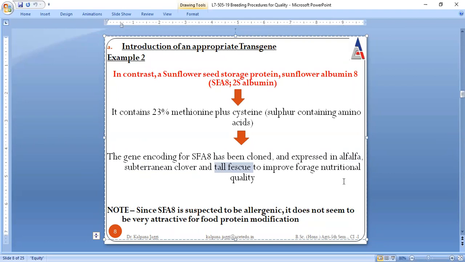But one thing, because whenever we talk about quality, I told you while discussing the considerations, that is the points to be kept in mind while one goes for improvement of protein quality. We must ensure this: as we know, SFA8 is suspected to be allergenic. So it is not very attractive for food protein modification because it has the qualities of allergy. So it is not to be introduced in any case when we are going for food protein modification.